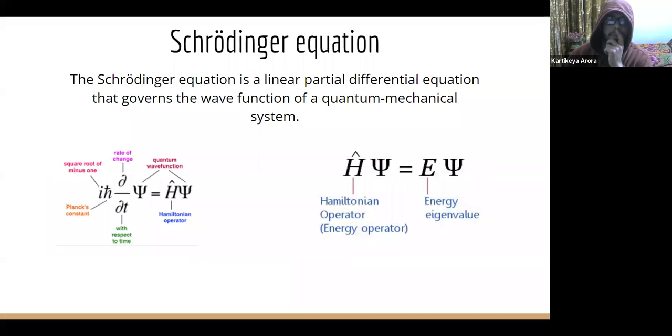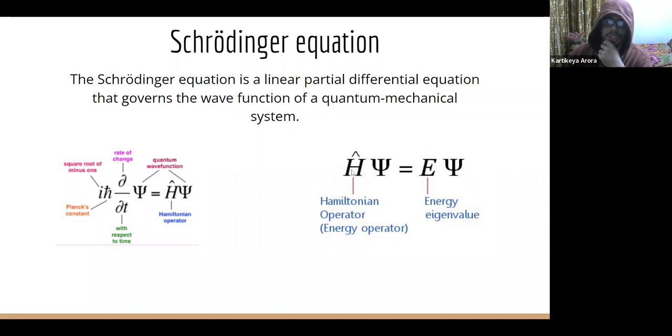So moving on, analogous to Newton's laws in classical mechanics or Maxwell's equations in electrodynamics, we have the Schrödinger equation in quantum mechanics, which is a linear partial differential equation that governs the wave functions of the quantum mechanical system. Now, these two forms are quite similar and interchangeable. The form on the left-hand side is used when we use the wave picture of quantum mechanics, and the one on the right-hand side is used when we use Dirac notation. We'll mainly focus on the form of the equation on the right-hand side.